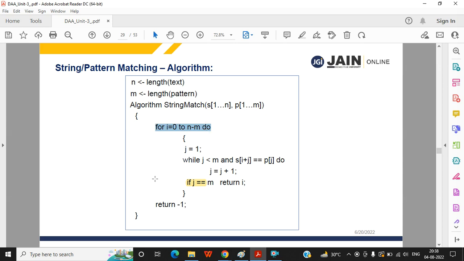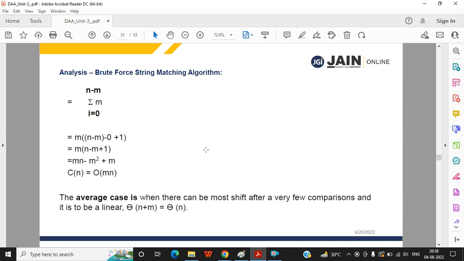Since it is not the best case, it may iterate for 2 times, 3 times, 4 times, but not the n minus mth time, because if it iterates for n minus m times, then it will be the worst case. If it iterates for 1 time, then it is the best case. That's why they are saying that it is theta of n plus m, and obviously theta of n, because among n and m, n is the maximum.